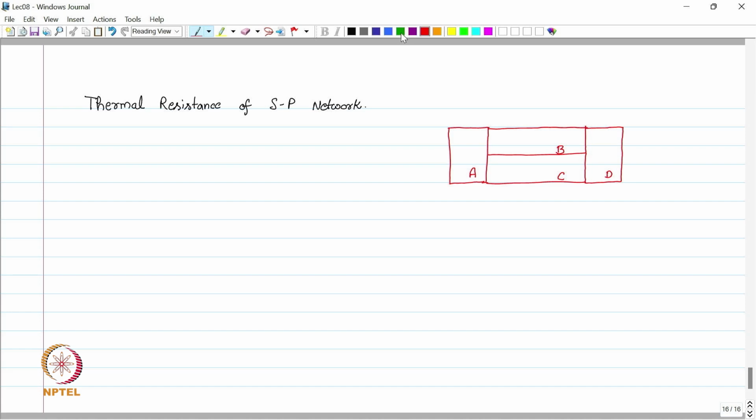And correspondingly we have the thermal conductivity of these materials, which is Ka, Kb, Kc, and Kd. And the length of this material is, for example, La and Lb, Lb is equal to Lc, and this is Ld.